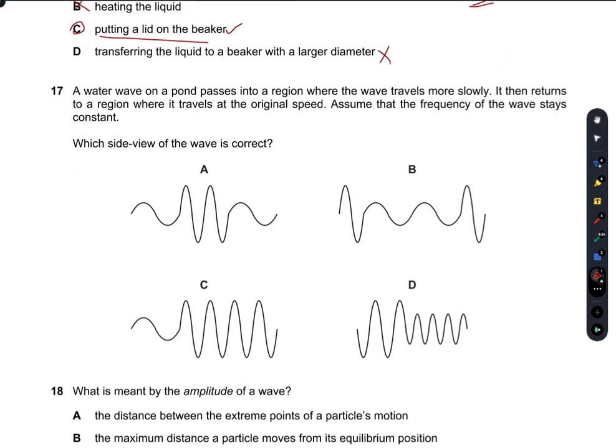A water wave on a pond passes into a region where the wave travels more slowly. It then returns to a region where it travels at the original speed.